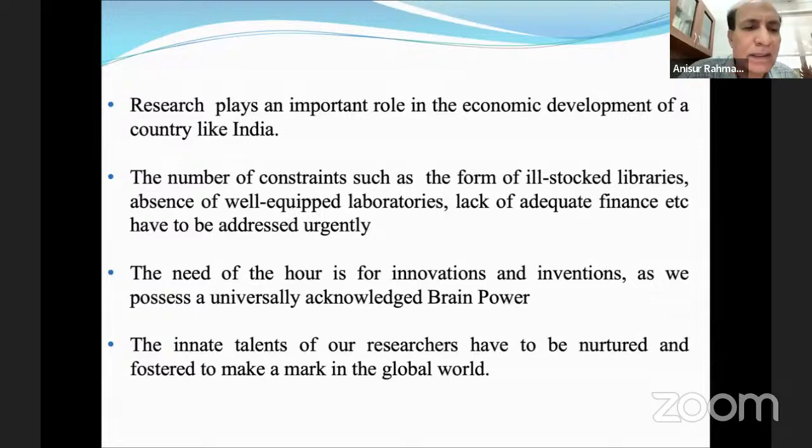Lack of adequate finances has to be addressed urgently. The impediments I have already highlighted mean we need to make the library rich in terms of resources, human resources and physical infrastructure, and the lack of adequate finance has to be dealt with at the top level. The need of the hour is for innovations and inventions. This can only be made possible if we make higher education excellent and bring it at par with any developed nation of the world before we think of Viksit Bharat.